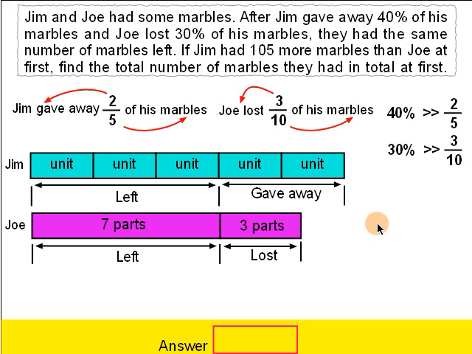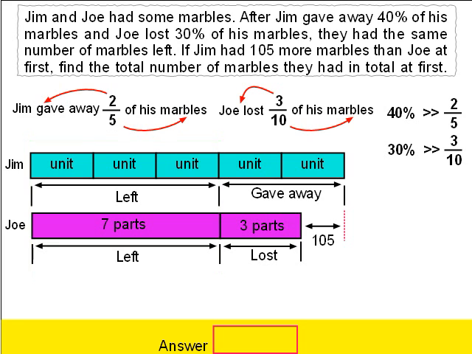Then, if Jim had 105 more marbles than Joe at first, this is the model at first. Jim had 105 more than Joe. That means the difference in the length of the model here is 105 marbles. Okay, we put it down.